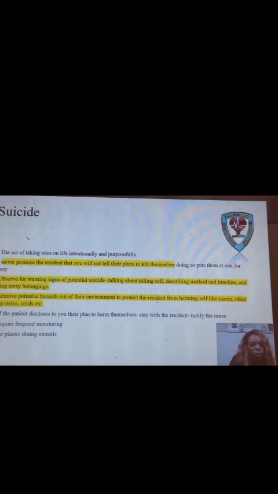You want to make sure that you remove potential hazardous items out of the resident's environment to protect the resident from harming themselves, like razors and other sharp items or cords. You want to take those things out of the room if a person has expressed that they want to kill themselves. So if a resident discloses to you that they plan to kill themselves, you want to stay with the resident and call for help so that you can notify the nurse. A suicidal resident requires frequent monitoring, and it's also a good idea to use plastic dinnerware when they are eating.